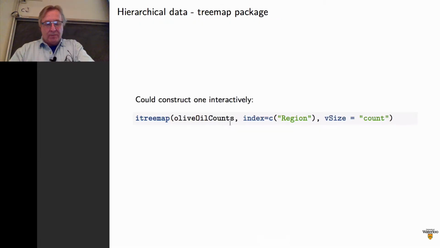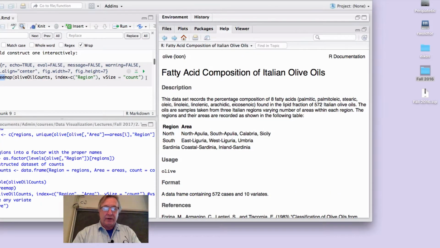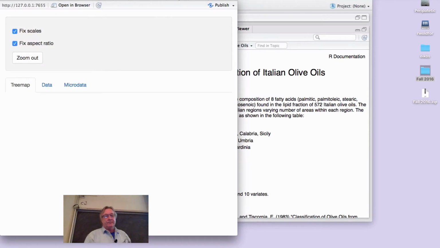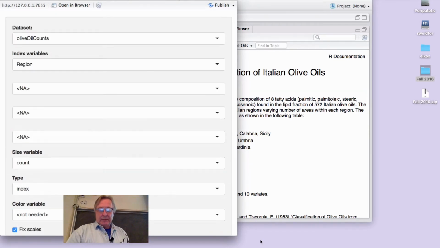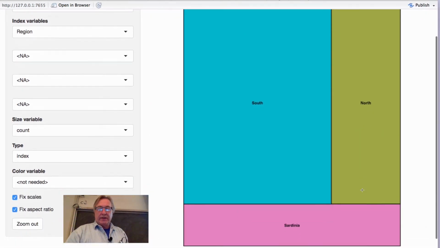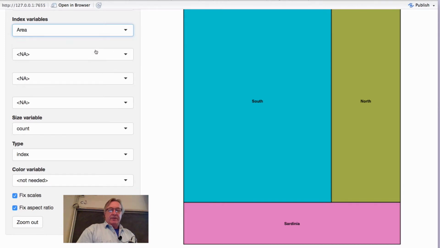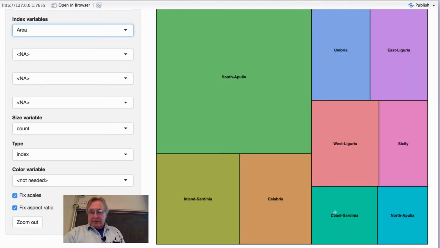So, hang on, fun begins. I was going to show you this. Treemap actually lets you do an interactive one. I'd forgotten that. So here's our data, so you can actually play around with this. So there's the first cut. Now Sardinia is on the bottom in this one instead of on the right-hand side, so they flipped this around. If I did area instead of region, you see that coastal Sardinia is here, inland Sardinia is over there, so we're not respecting the regions anymore. So turn that back into region.